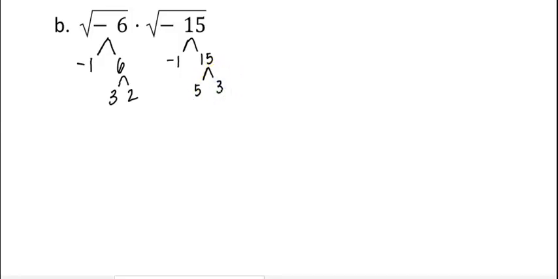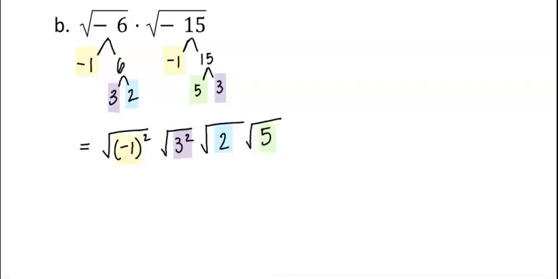Once you have your factor trees, we know that our negative 1 has to come out because that's going to make an i. And now we're going to look for any common factors, and they can even be in common between these two factor trees. Like, for example, they both have a 3 in them. So I'm going to use that as a pair. This 2 is by itself, this 5 is by itself.